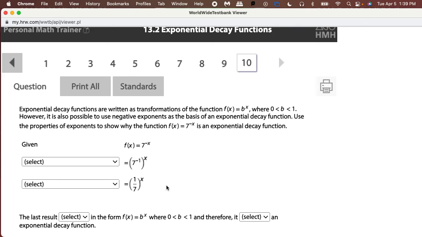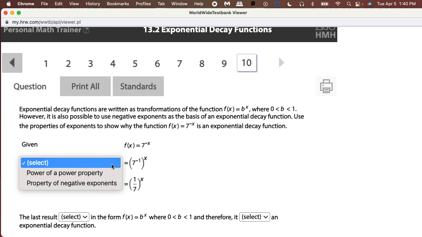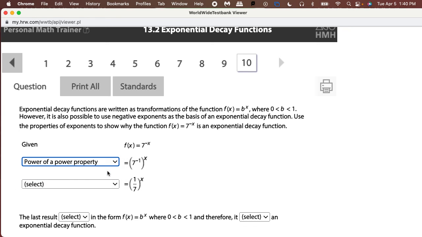Welcome to Algebra 2 Proofs. You're going to prove that a whole number to a negative exponent is just like taking a fraction to a positive exponent. So we've got to think of the property that lets me undo a multiplication. And that's the power of a power.